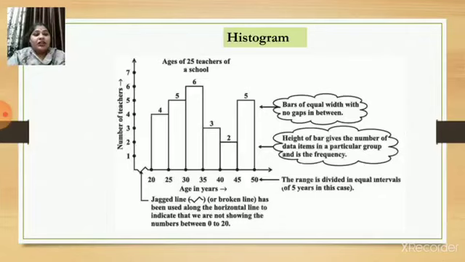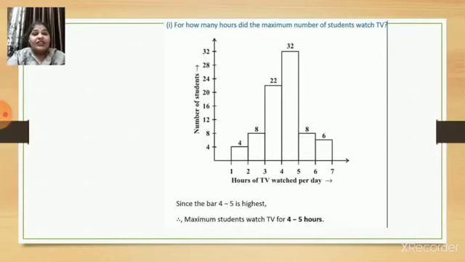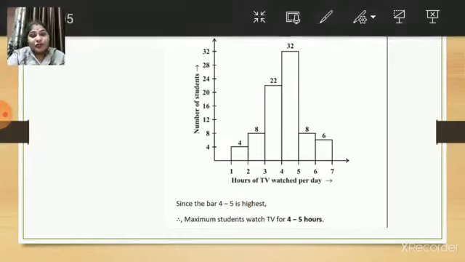So like this is an example, children. This is a histogram given, and the question is asked, for how many hours did the maximum number of students watch TV? So this is the number of students, that is maximum is 32 students. They watch TV for hours, given here on the x-axis, that is 4 to 5 hours. So this we have already seen as an example in our video lesson, children. So since the 4 to 5 bar height is 32, that is the highest, so maximum students watch TV for 4 to 5 hours.